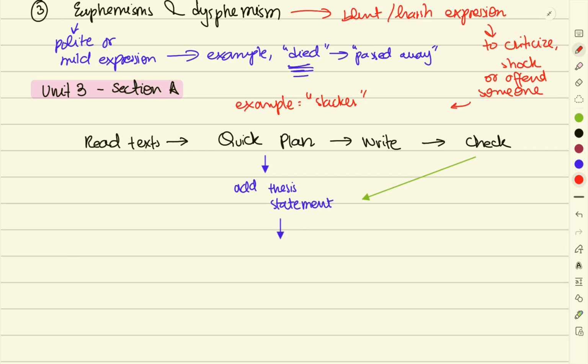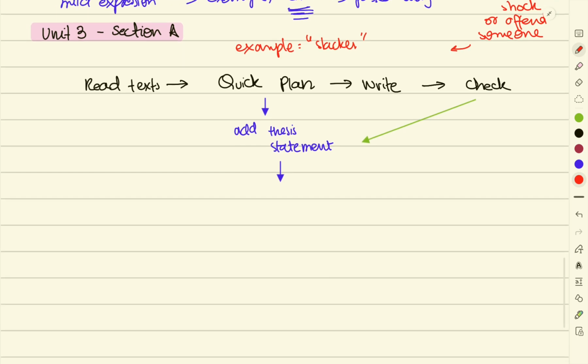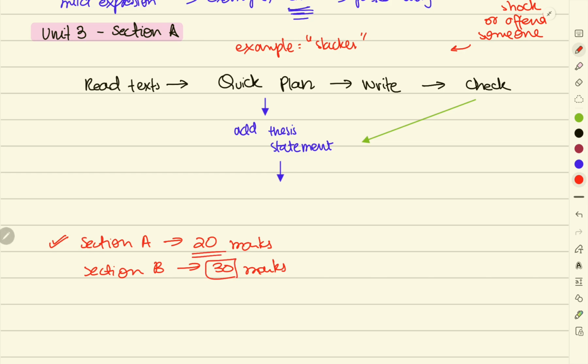So talking about Unit 3, Section A. Okay, so listen. For Unit 3, you need to understand the marks distribution. Section A is 20 marks, okay? Section B is 30 marks. The problem with students is that they spend so much time composing, writing the best article, the best speech of their life. I mean, come on, guys, you have 20 marks for this. It's a big chunk of your grade. So you want to spend less time on this and more time on this.